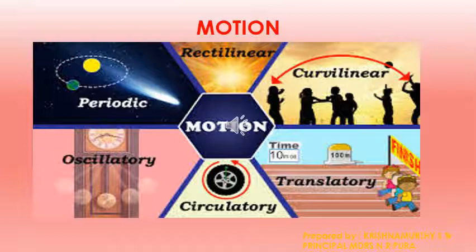So in motion, there are different types of motion. Rectilinear motion, motion along a straight line. Curvilinear motion, motion along the curved path. Periodic motion, the motion which is repeating at regular intervals. Oscillatory motion, like the motion of a simple pendulum. Circulatory motion, as the wheels rotate. Translatory motion, which is changing continuously.